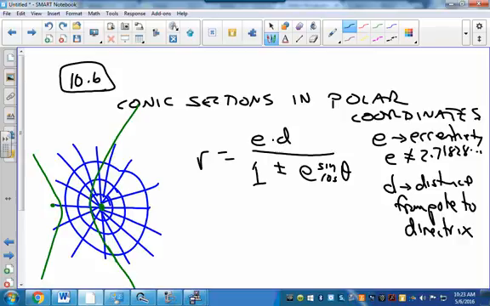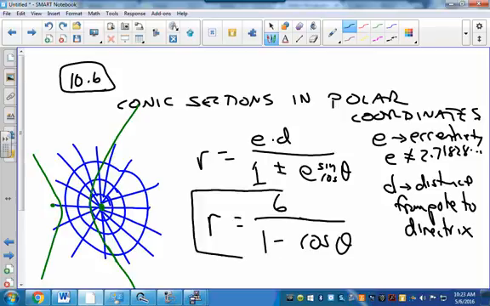Okay, so r is equal to 6 over 1 minus the cosine of theta. Here's an equation that I've sort of ginned up to use as our first example, and I claim that that is a conic section. This number 6 is e times d. There is a 1 in this slot. You see a minus sign. I said it could be plus or minus.